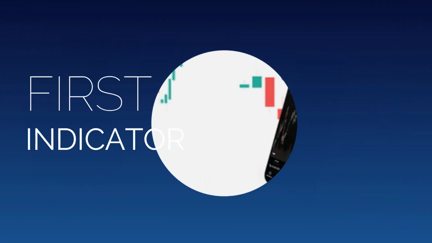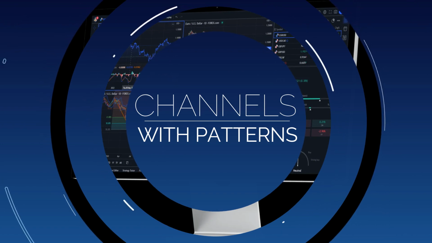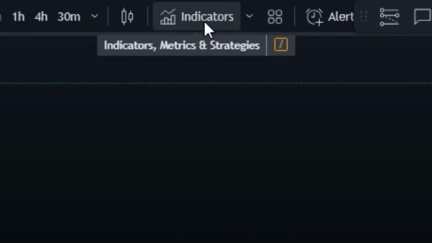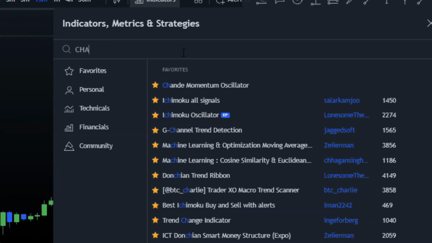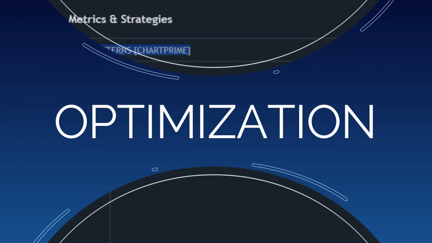First, we need to add the Channels with Patterns indicator. To get it, open the indicator section in TradingView and in the search bar, type in Channels with Patterns by ChartPrime, then add it to your chart. Now it's time to play with the settings to find what works best for this strategy.